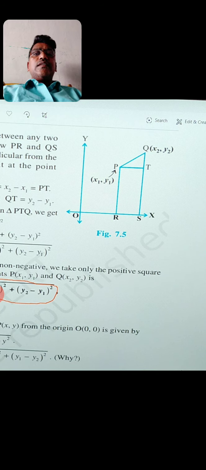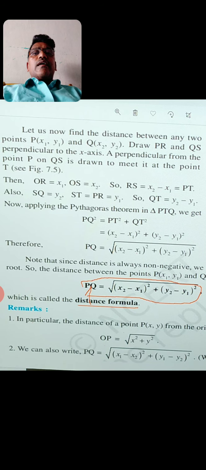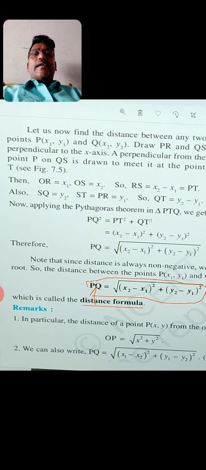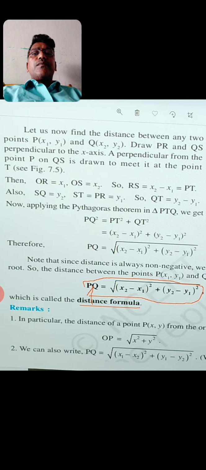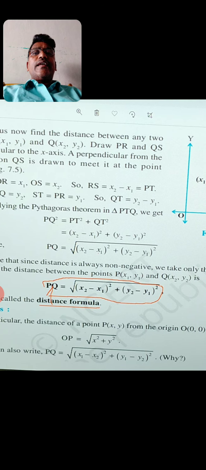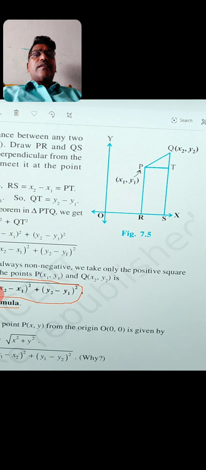O is the origin, and the y-axis and x-axis are there. So we are taking here, draw PQ and QS perpendicular to the axis. A perpendicular from the point P on QS is drawn to meet it at the point T. You see in the graph that is perpendicular, it is given.